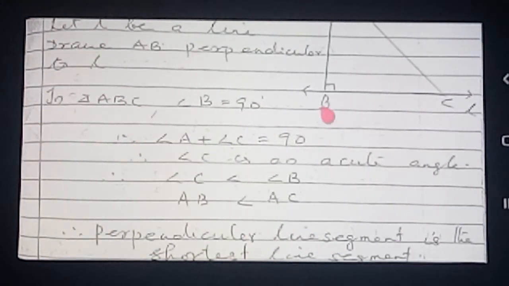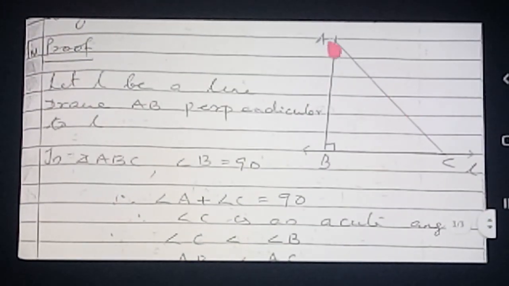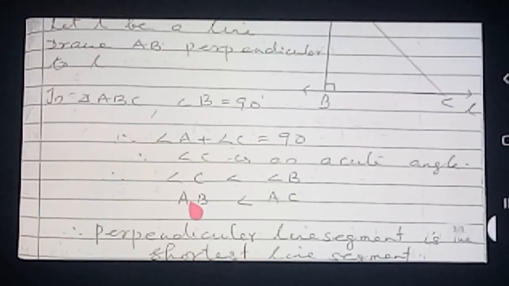So you compare these two line segments. AB is one line segment we drew, AC is another line segment we drew. Among AB and AC, which is the shortest one? You got AB less than AC. The meaning is that AB is the perpendicular line segment. Therefore, the perpendicular line segment is of the shortest length. Very simply, easily you can prove it.